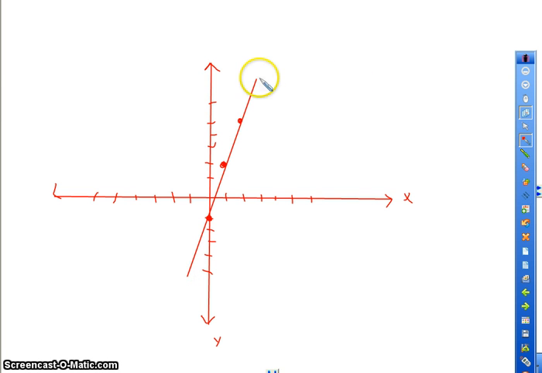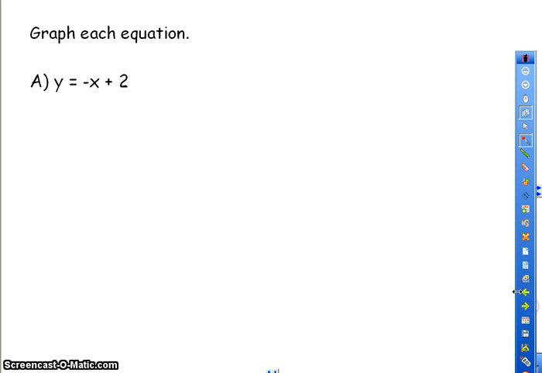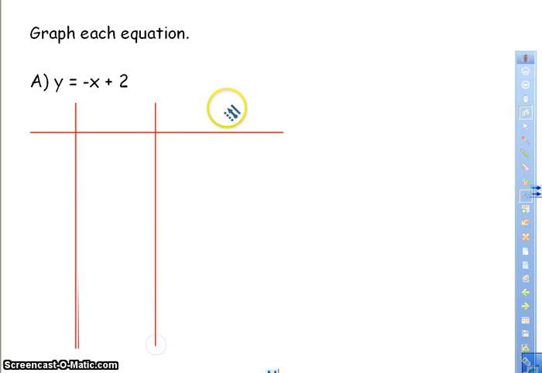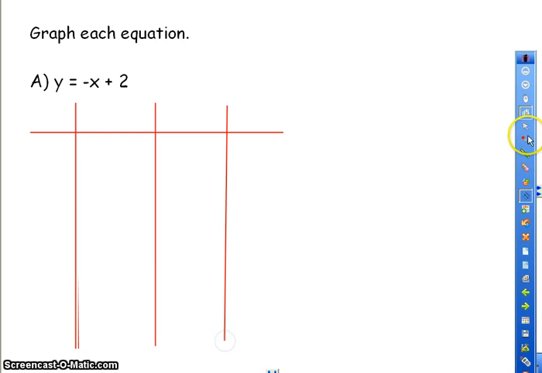Okay, mine doesn't look perfectly straight, but that's mainly because I didn't use graph paper. So we're going to concentrate on creating our tables. The first one we're going to do is y equals negative x plus 2. I need 4 columns: x, my function, negative x plus 2, y, and my ordered pair, x comma y.